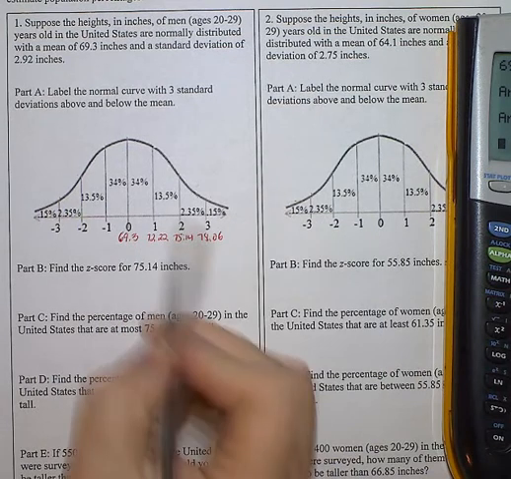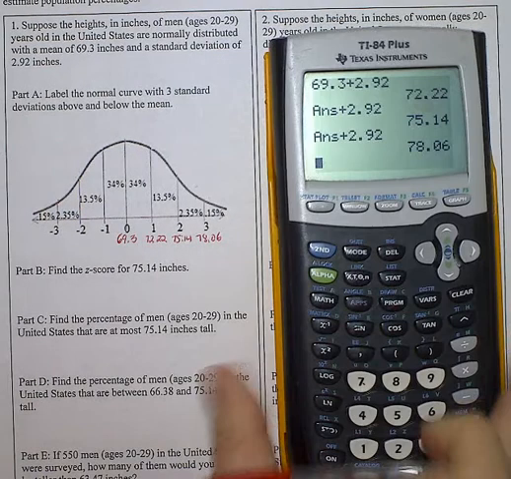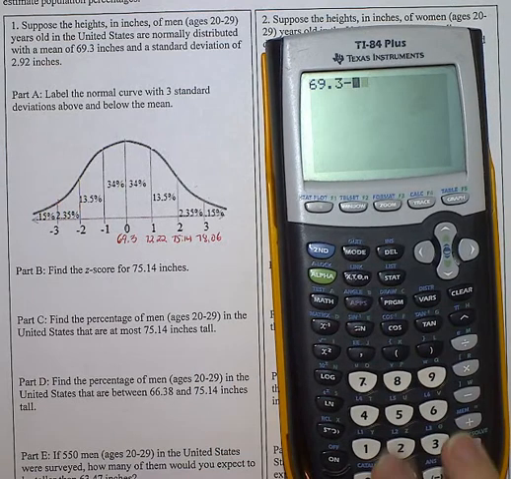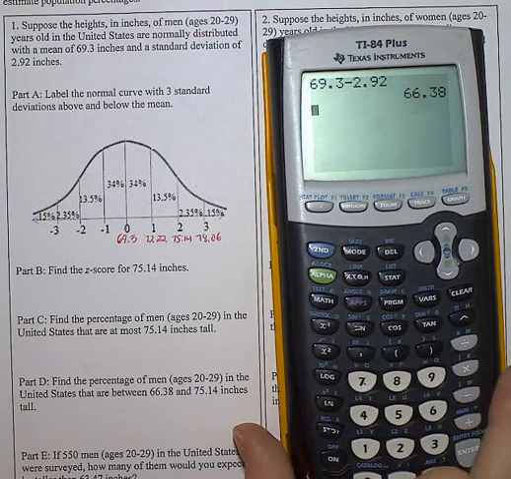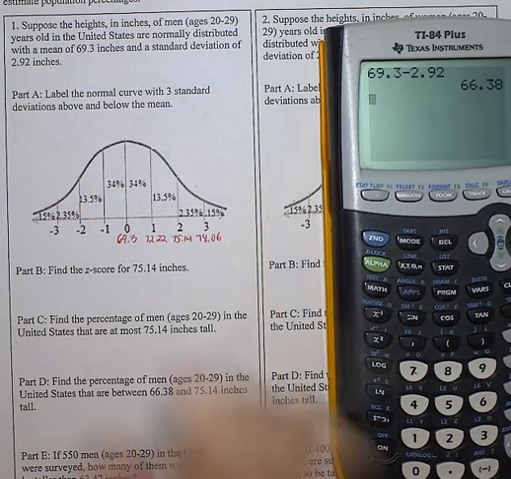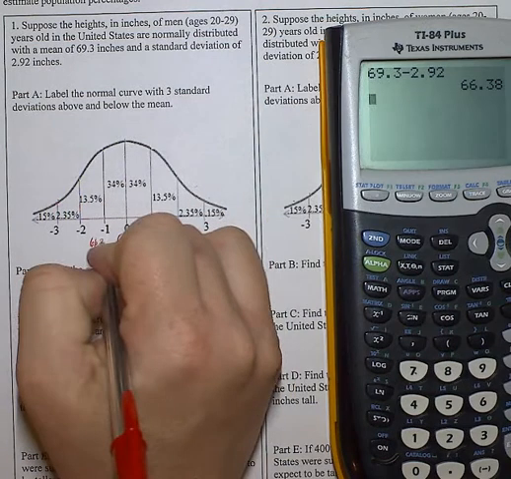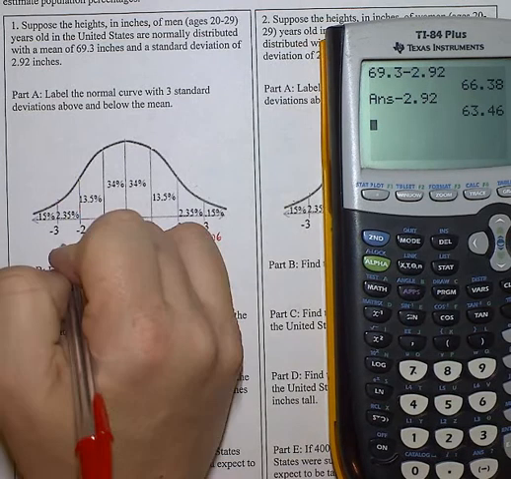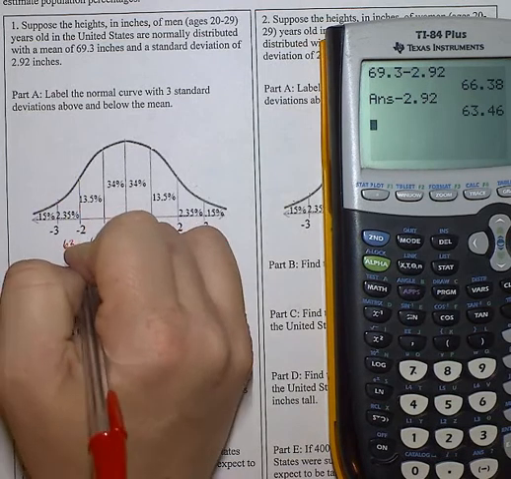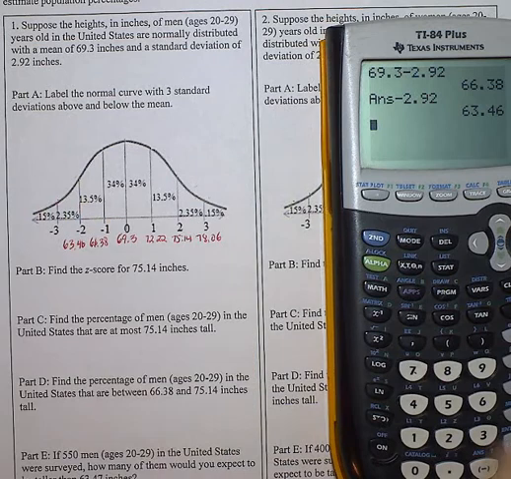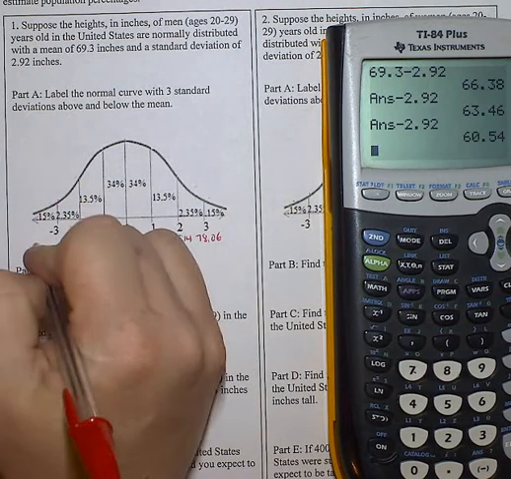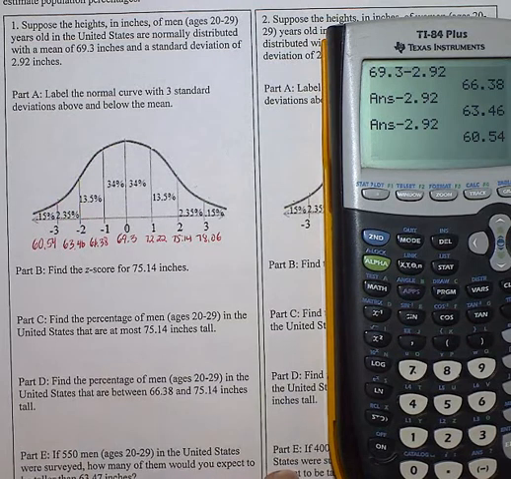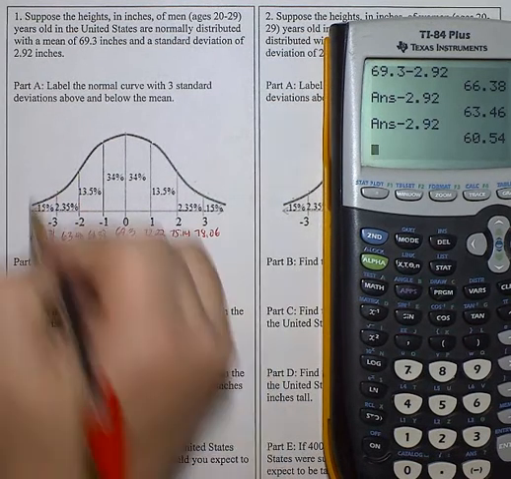Now I'm going to go with the negatives. So instead of adding the standard deviation, I'm going to subtract it. Start with the mean and subtract 2.92, 66.38, subtract it again, 63.46, and 60.54. So part A is done.